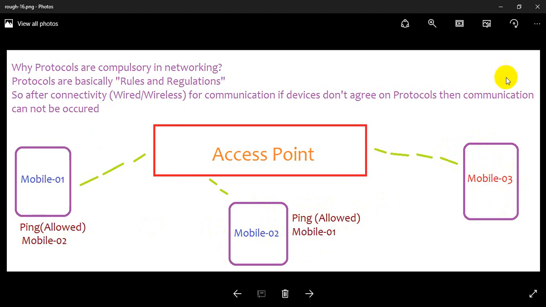And these three are connected through a wireless switch. Then the result is that only mobile 1 can communicate with mobile 2, and mobile 2 can communicate with mobile 1. But this mobile cannot communicate. Look at this, I highlighted it in red, this mobile cannot communicate in the network. Not even with mobile 2, not even with mobile 1. And mobile 1 and mobile 2 cannot communicate with mobile 3 because it doesn't allow the ping protocol. So it cannot communicate in the network even though it is connected. So this is a real life example.